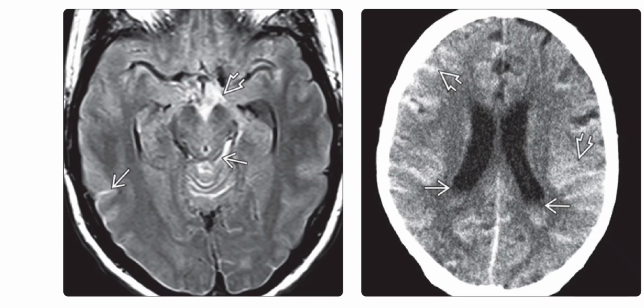Sulcal cisternal hyperintensity is also seen in the left perimesencephalic and superior cerebellar cisterns, as well as the parieto-occipital subarachnoid spaces.